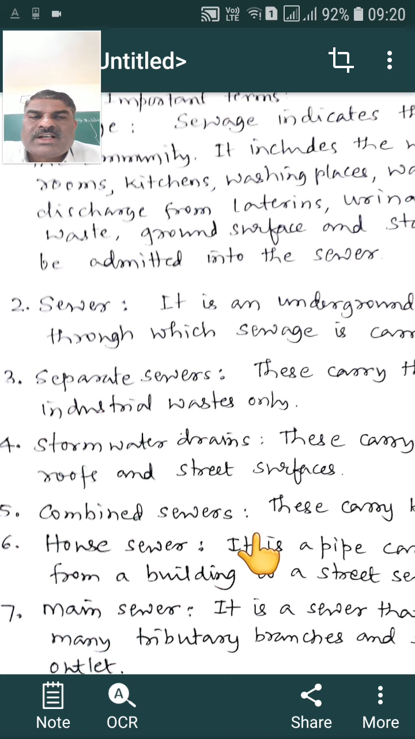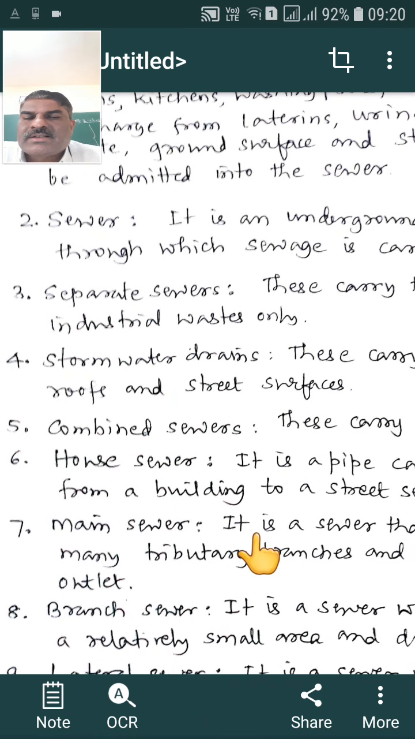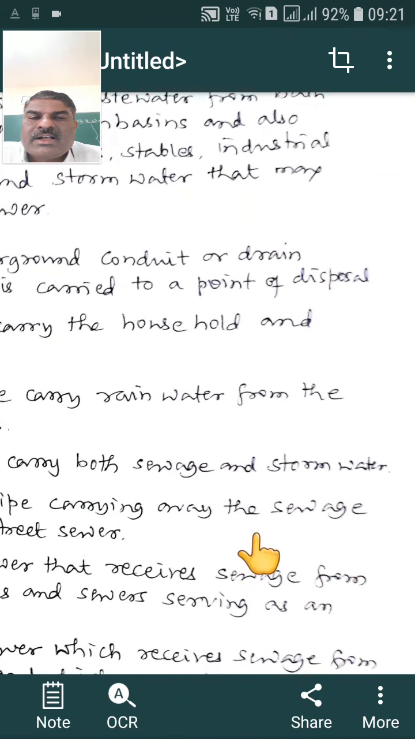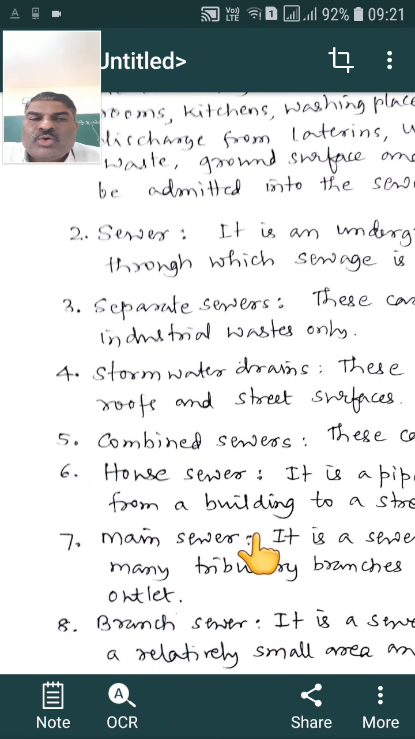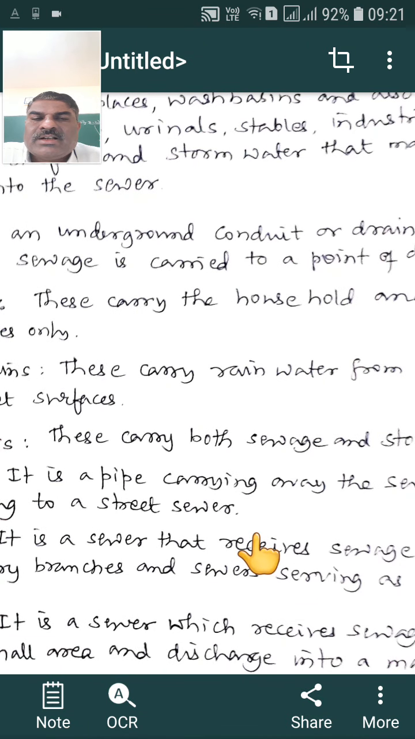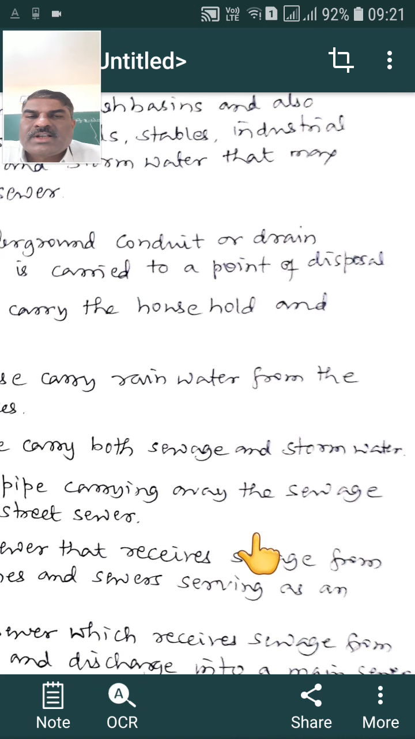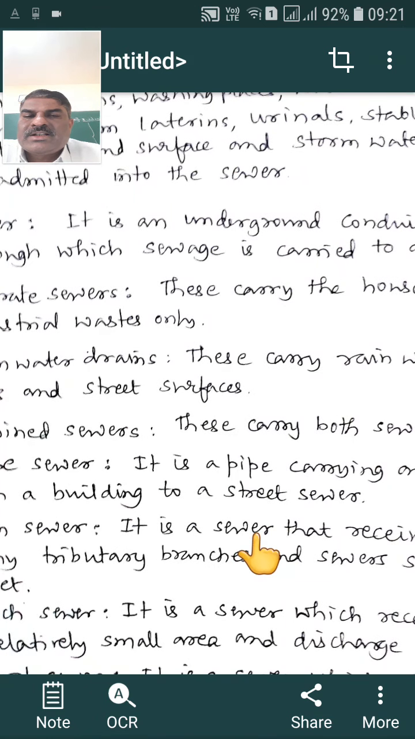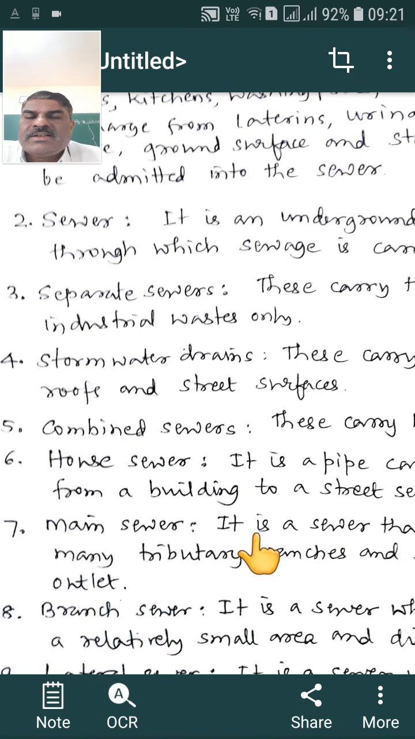So this is what sewage means. It is the wastewater from domestic as well as industrial regions. Now coming to the second definition, what is a sewer? A sewer is an underground conduit or drain through which sewage is carried to a point of disposal. Whatever conduits or drains we use for sewage disposal, that we call a sewer.